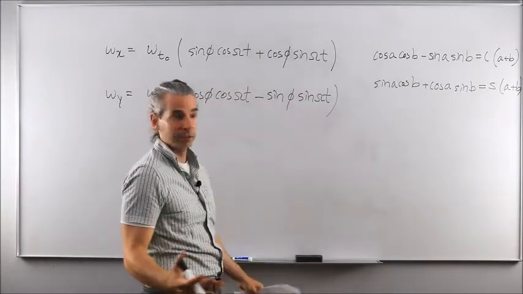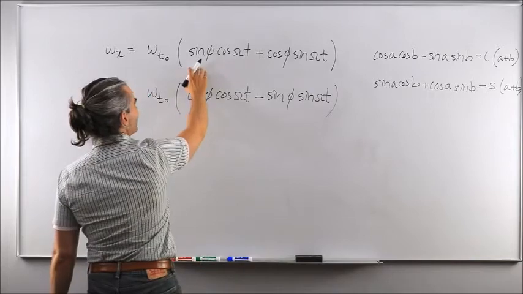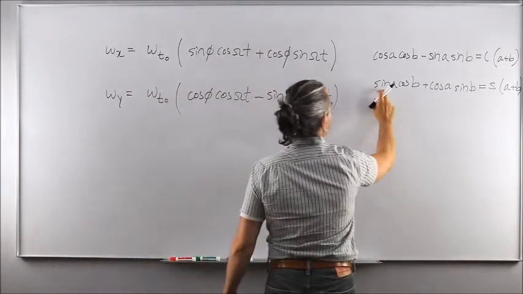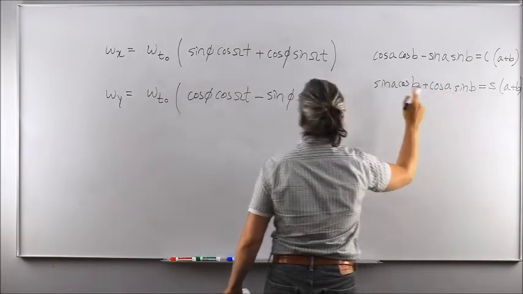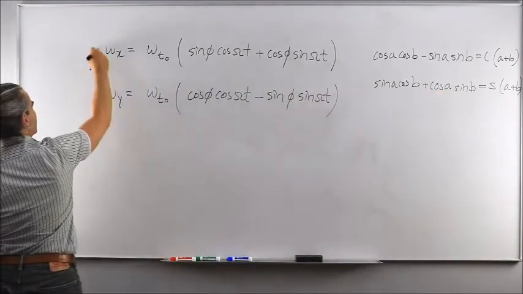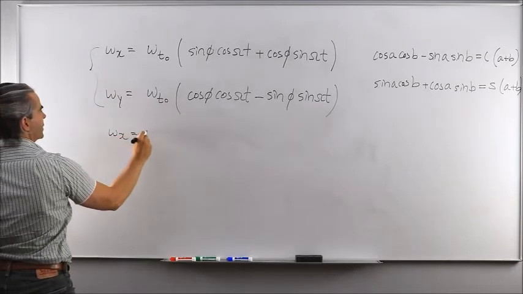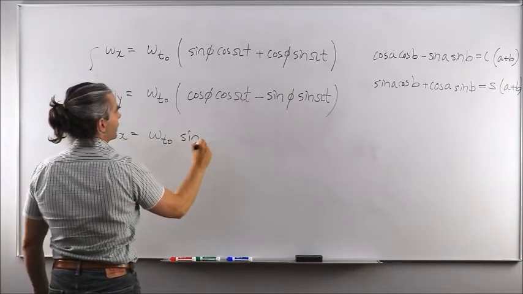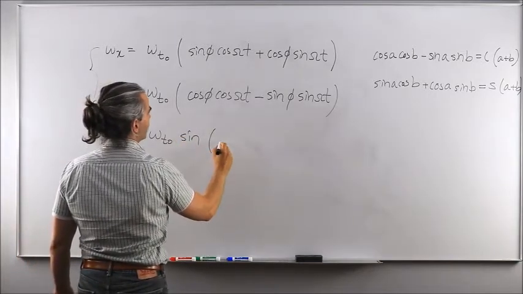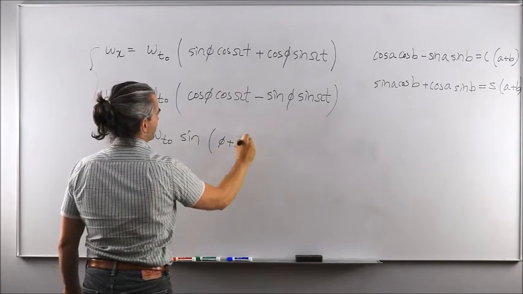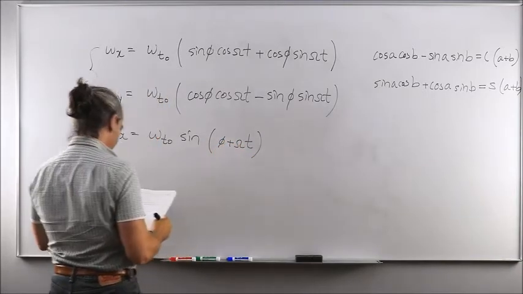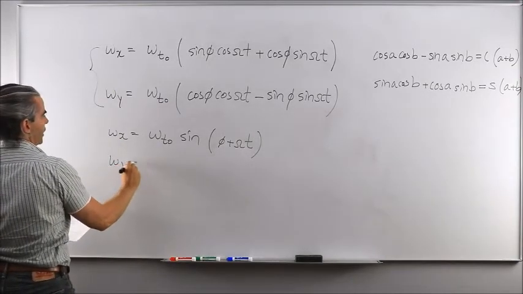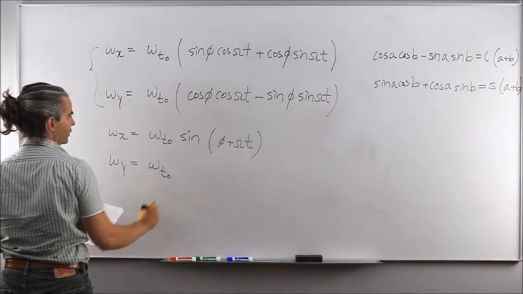It's like magic, I'm telling you. Okay, so sine cos plus cos sine. Sine cos plus cos sine, meaning that I could write omega x simply as omega t naught that multiplies sine of phi plus omega t, like that. And the same for omega y. I'm going to say that this is the initial transverse angular velocity.